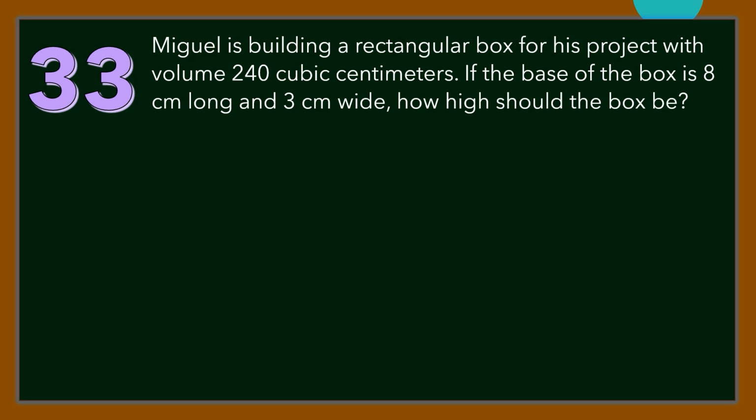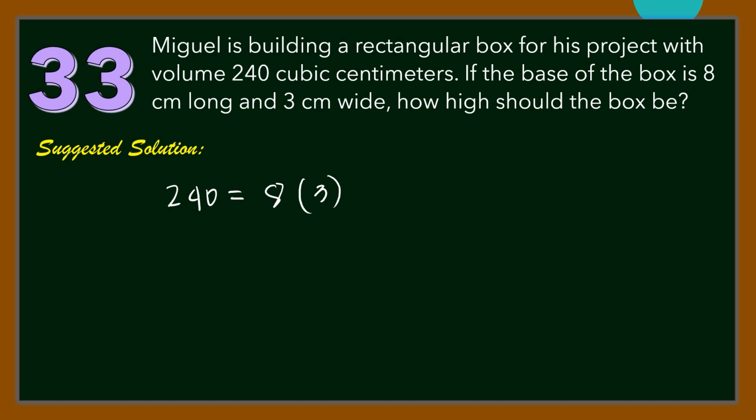For our solution, let us use the formula for the volume of a rectangular solid, which is equal to the base times the width times the height. Or we have the base times the length times the width. So we have 240, that is the volume, equal to 8 centimeters, that is the base, times 3 centimeters, that is the width. And we're looking for the height of the box. Let h be equal to the height.